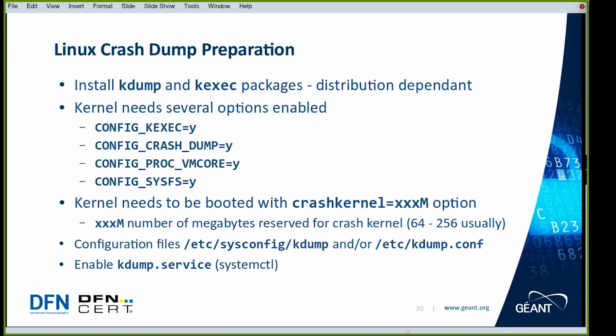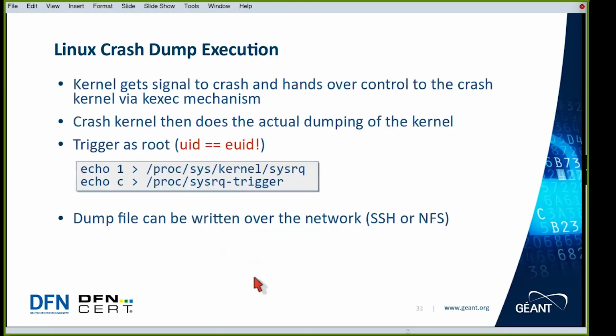Linux has a mechanism called kexec, which can be used to execute a new image without going through the reboot and BIOS initialization process. So what we really do when we take a crash dump is we execute a crash kernel, and this crash kernel takes the old kernel and its memory image and dumps it to disk or over the network. The configuration is in /etc/sysconfig/kdump, at least on SUSE and Red Hat-based systems. Debian and others may also use kdump.conf. There's also a service which needs to be enabled either through the init scripts or systemctl. And then all we need to do when we have done the preparation is to signal the kernel to crash and hand over control to the crash kernel.